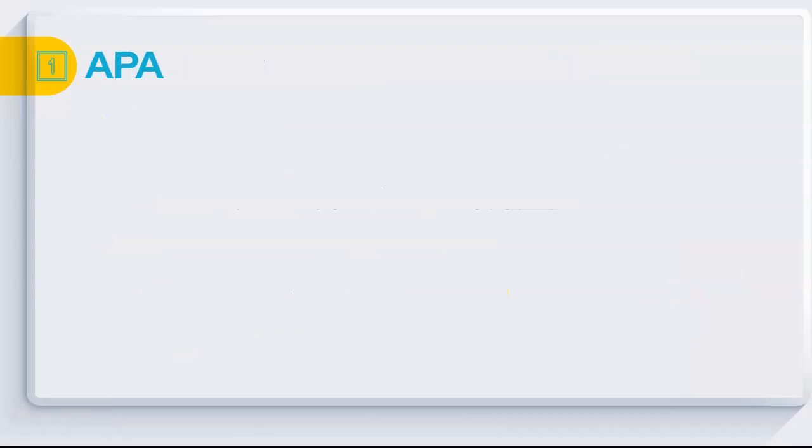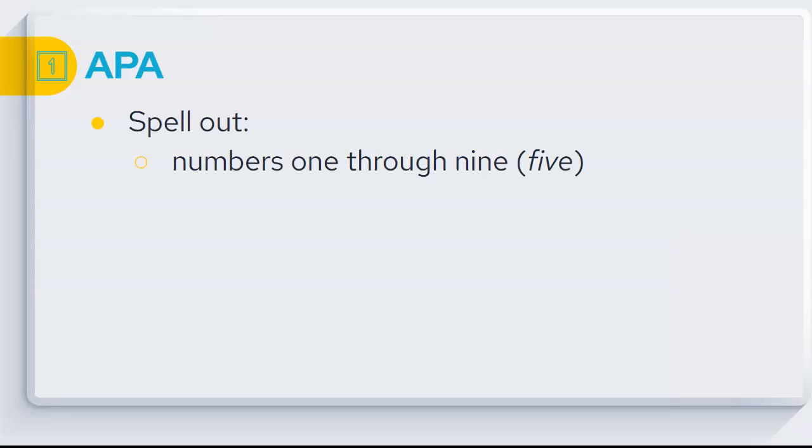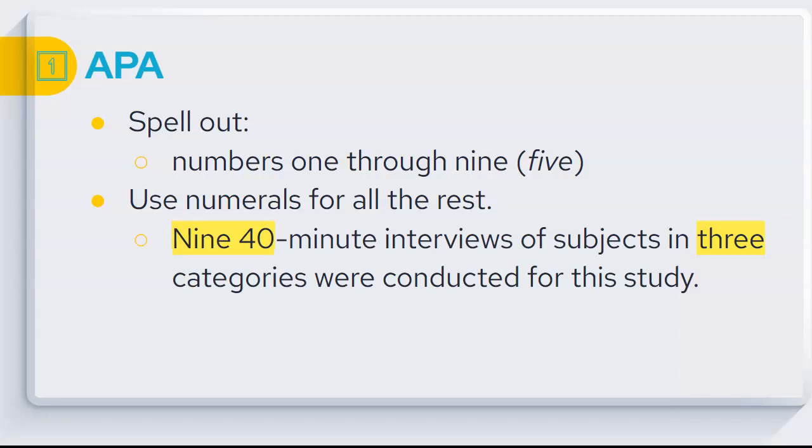APA, used in the social sciences, says to spell out numbers 1 through 9 and use numerals for the rest. 9 40-minute interviews of subjects in 3 categories were conducted for this study. 9 and 3 are spelled out because they're less than 10. 40 is greater, so use the digits.